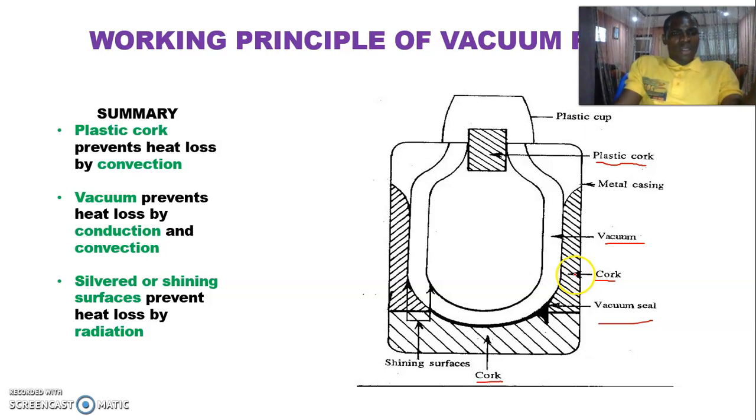We see this cork. This cork and this cork are doing the same work, preventing heat loss. This one is preventing heat loss by convection, but this one is preventing heat loss by conduction. Since this object is not a conductor of heat, it's an insulator, heat cannot be transferred through this process. Now the next one is the shining surfaces.